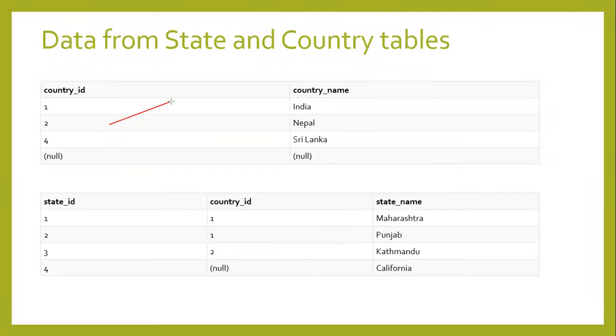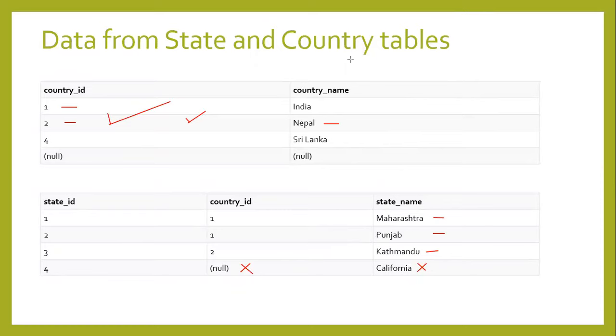It takes all of the data from the country table. And from the second table, it takes Maharashtra and Punjab, because these have a country associated with them that is present in the country table, which is India. It will also take Kathmandu because it has a matching country, Nepal. It will not take California because California does not have a matching country ID in the first table, and for that reason California will be dropped in this particular join.